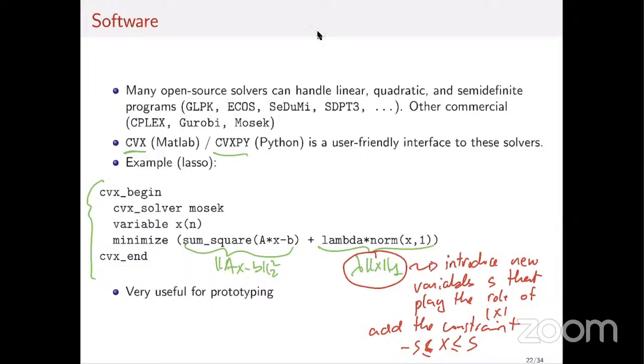Thank you, Hamza. Are there any questions? Yes. Someone asked, what is the best subroutine function in MATLAB to solve an optimization problem?